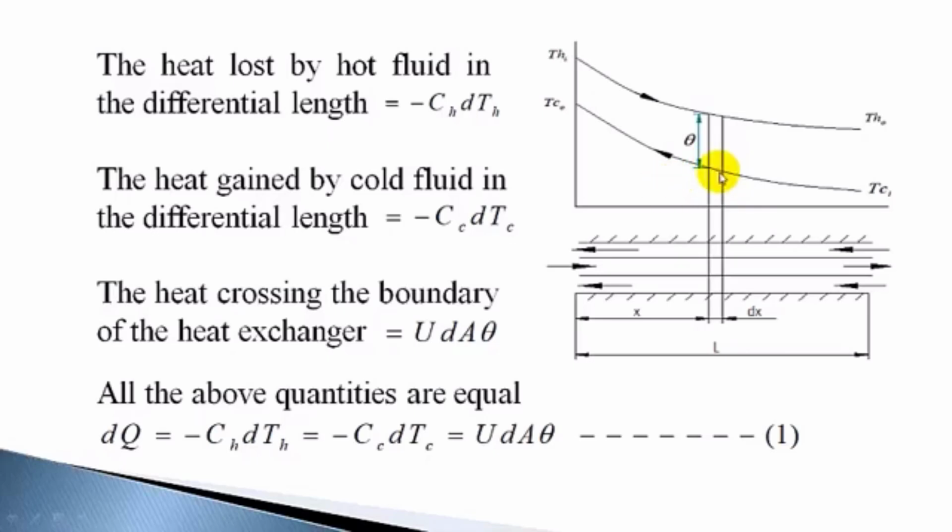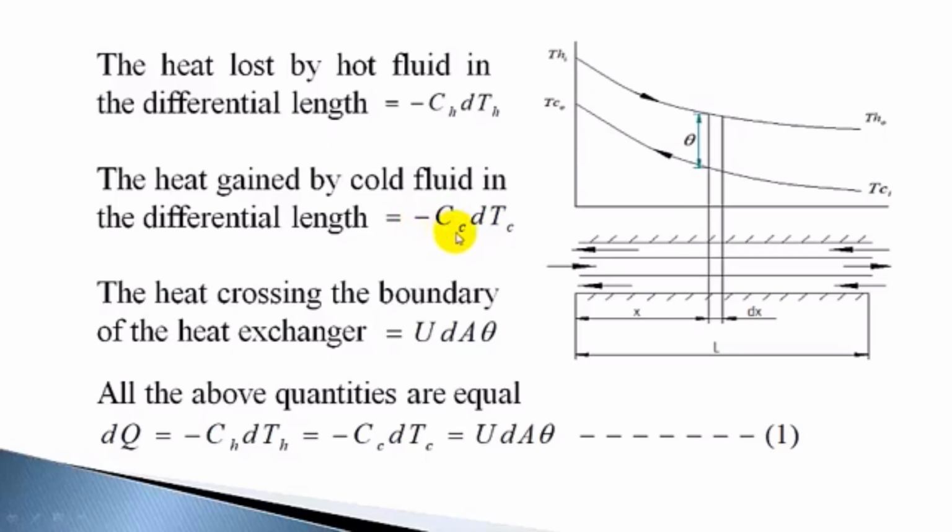So dTc is also negative. dTc is the final temperature at the end of the element, the temperature of the cold fluid, minus the temperature at the starting point of that element. So the difference is negative, and dTc is also negative. To make that quantity positive, this minus sign is introduced.